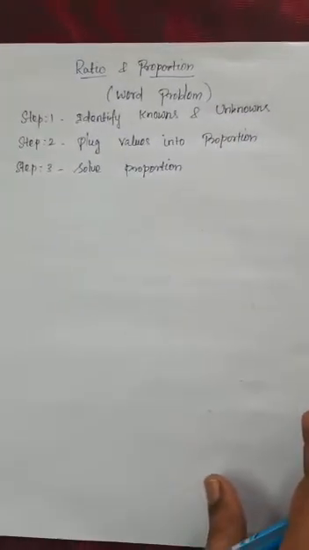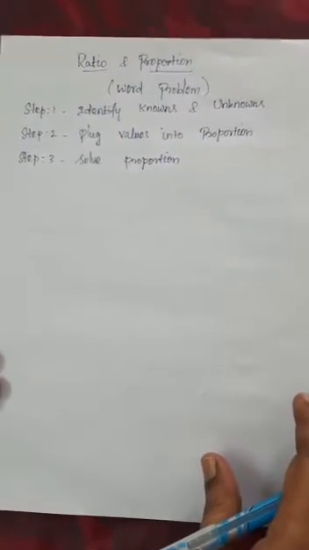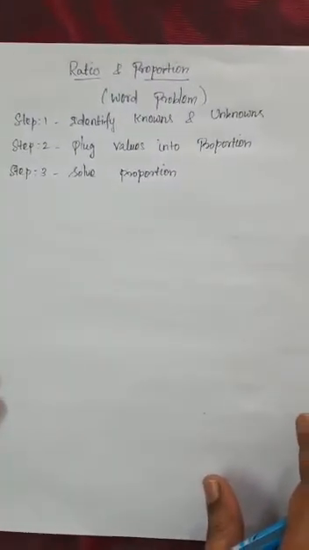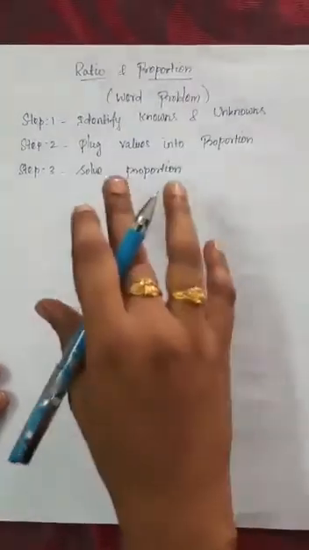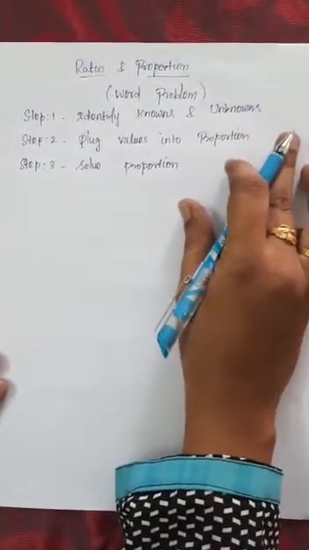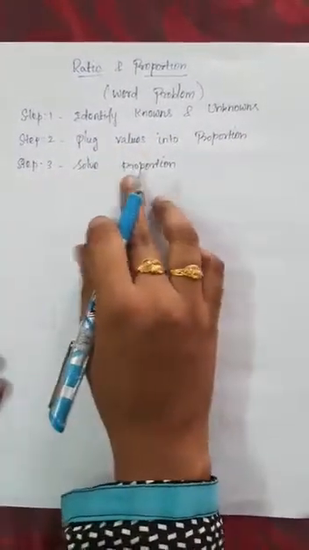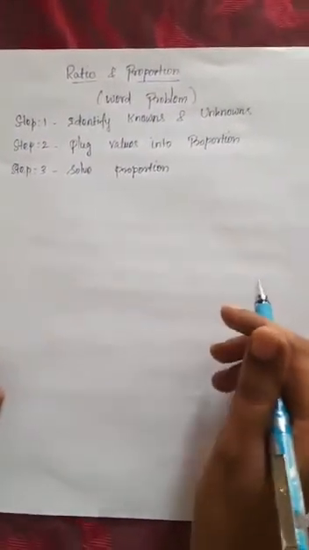Hi friends, in the previous class we saw how to solve the basic problems of ratio and proportion. Now we are going to look at how to solve word problems in ratio and proportion. Remember the three steps to solving this kind of problem. Step 1, identify knowns and unknowns in the given problem. Step 2, plug values into the proportion. Step 3, solve the proportion. And finally we get the answer. Let's solve some problems.